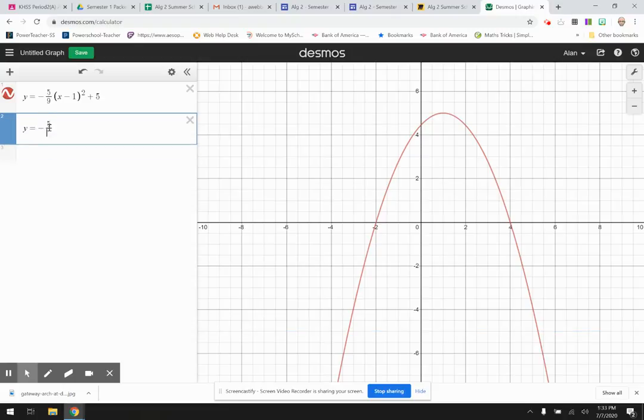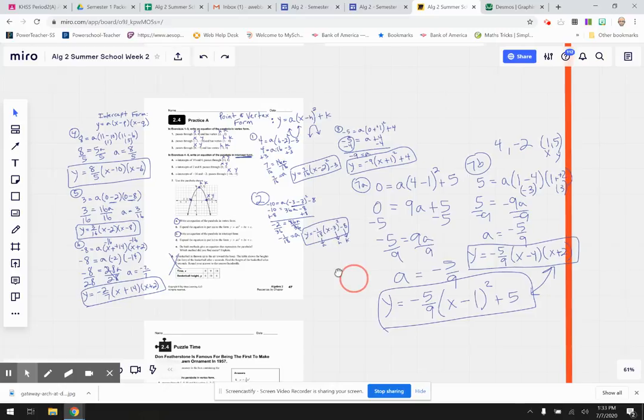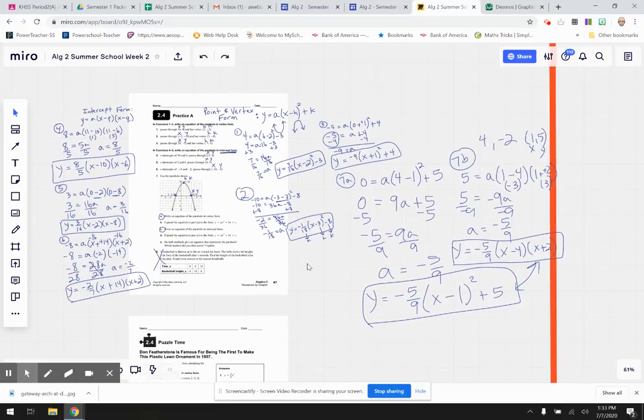Your second equation we did was y equals negative 5/9 times x minus 4, and then x plus 2. And you can see that those equations are identical. On this, if I turn the blue off, you see the red. If I turn the blue on, you see the blue. So those two equations are identical. So both forms work. You're allowed to use either form on this. You could use the point slope form or the intercepts form depending on what you're given. So this is 2.4 practice A.